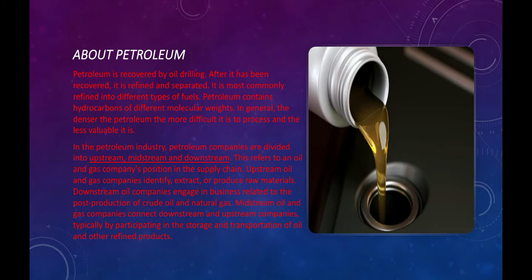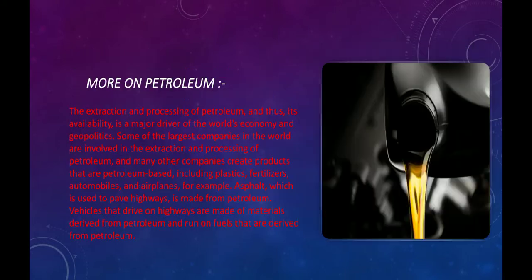Upstream oil and gas companies identify, extract or produce raw materials. Downstream oil companies engage in business related to the post-production of crude oil and natural gas. Midstream oil and gas companies connect downstream and upstream companies, typically by participating in the storage and transportation of oil and other refined products.